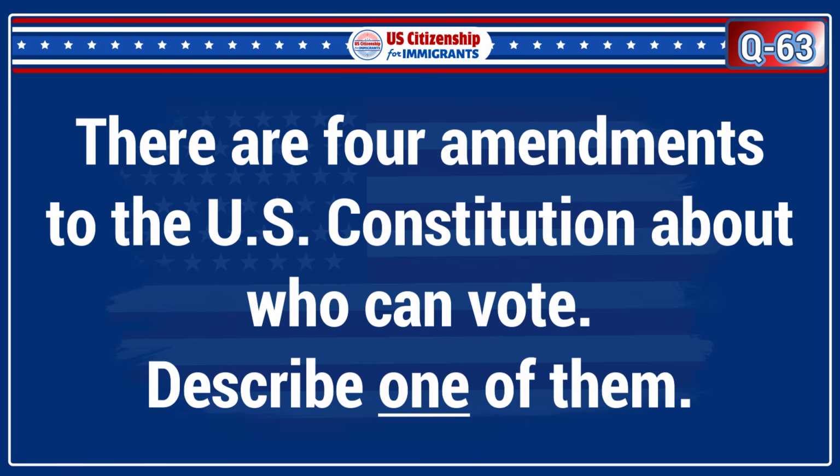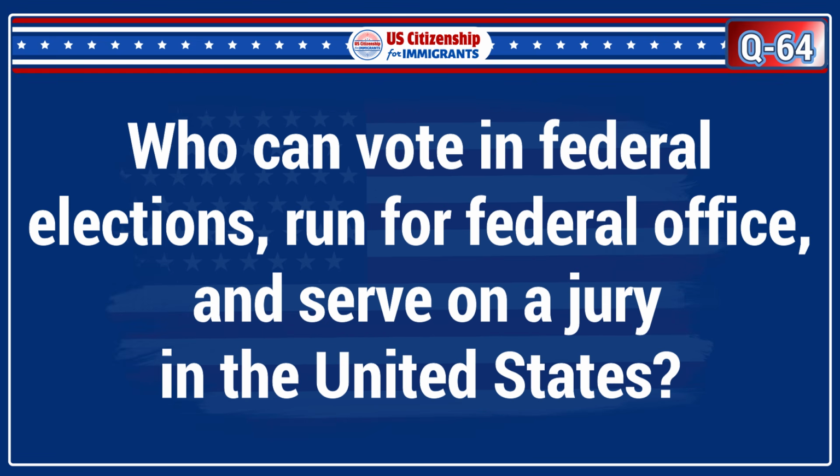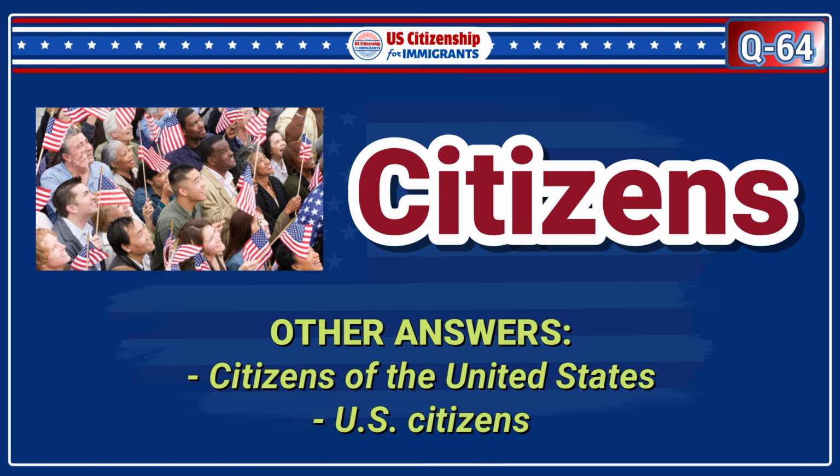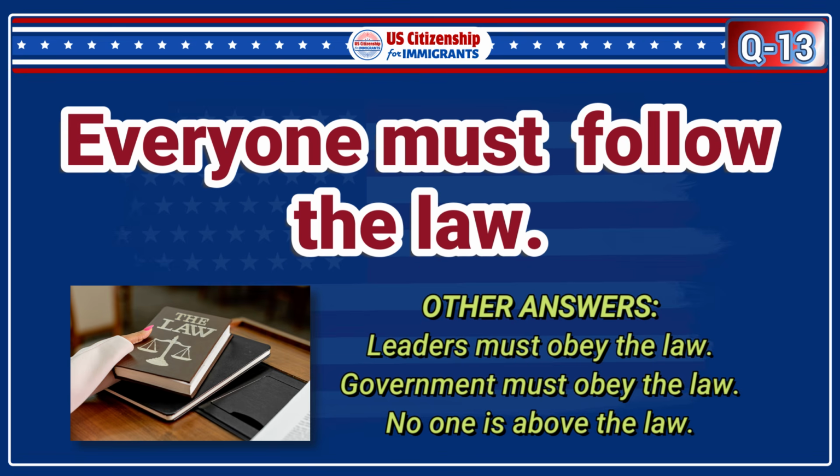63. There are 4 amendments to the U.S. Constitution about who can vote. Describe one of them. Citizens 18 and older can vote. 64. Who can vote in federal elections, run for federal office, and serve on a jury in the United States? Citizens. 13. What is the rule of law? Everyone must follow the law.